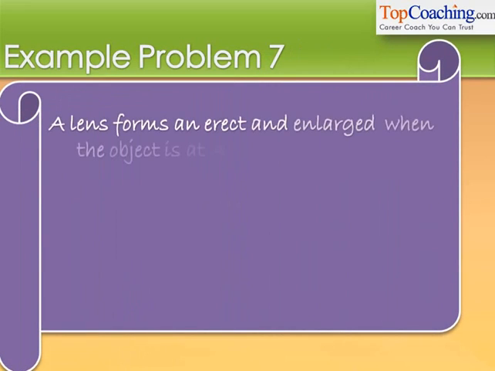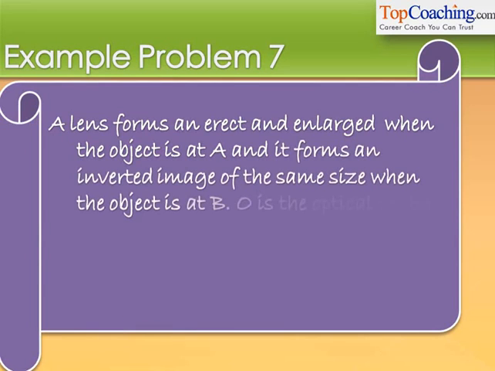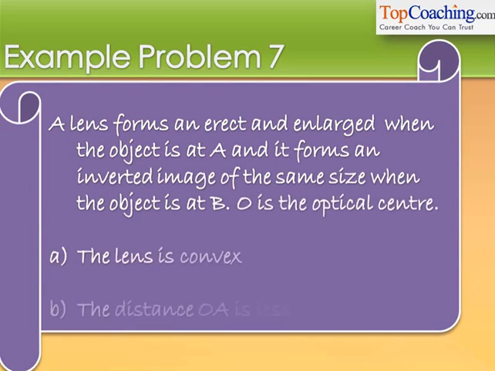A lens forms an erect and enlarged image when the object is at A, and it forms an inverted image of the same size when the object is at B. O is the optical center. Which of the options is correct?